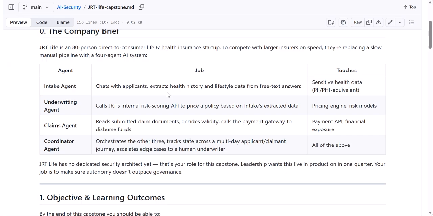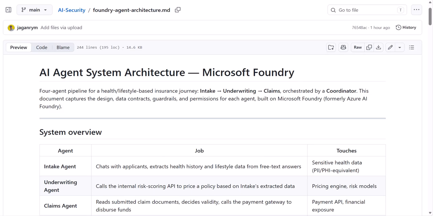This architecture and deployment is planned on Microsoft Foundry. So let me switch to that page. This is the page I was talking about, the AI agent system architecture. And as I said, it is built on Microsoft Foundry, designed and architected on Microsoft Foundry.